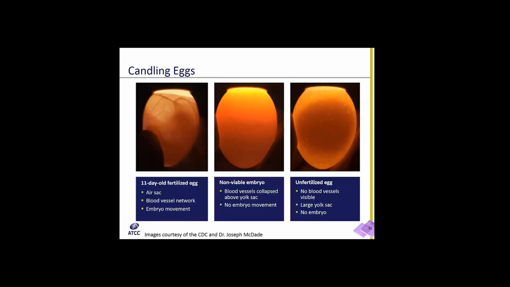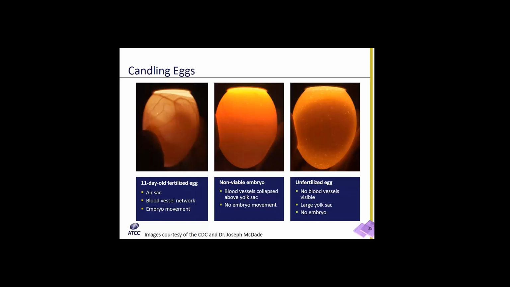Here's an example of candling eggs. On the far left, you have an 11-day-old fertilized egg. You can see that air sac at the top of the egg that appears transparent. The blood vessel network is healthy and intact, and you can also see embryo movement in response to the light from candling. The embryo is tightly surrounded by the amniotic cavity, and that's attached to a yolk sac. The allantoic cavity is usually situated above or to the side of the embryo and is separated from the air sac by the allantoic membrane.